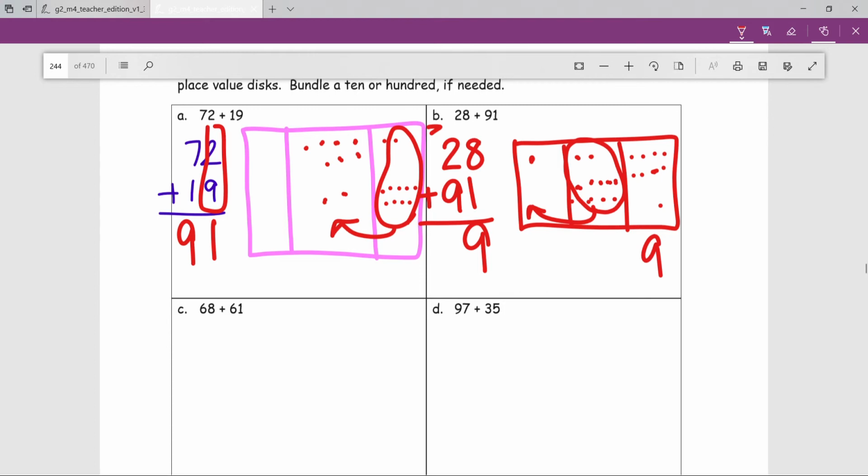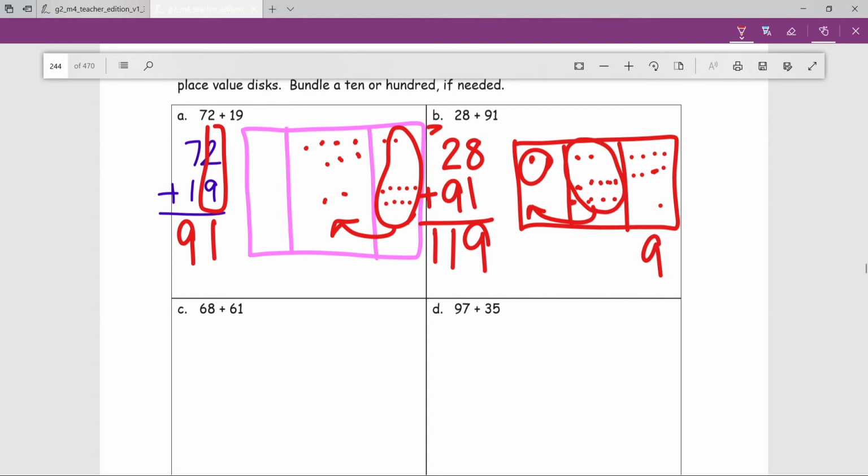That means that I still have this 10 over here that's a little bit hard to see. So I'm going to go ahead and write that in my tens column. And then I also have a 100 in this case. So I'm going to go ahead and write that in my hundreds column.